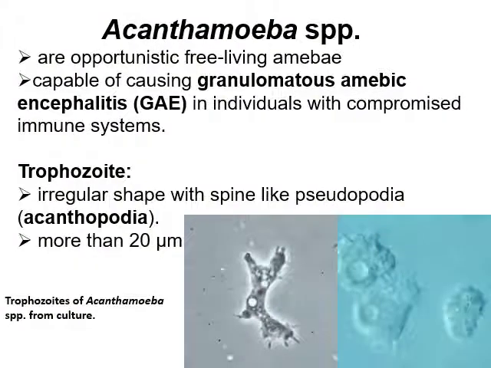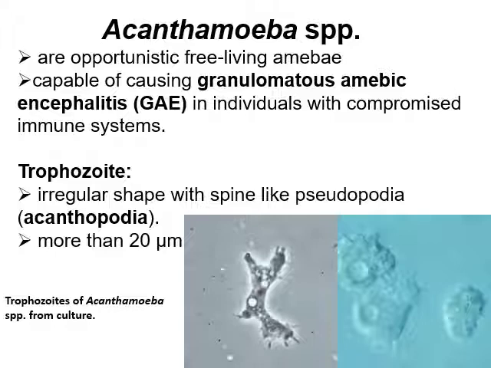The second free-living amoeba that can cause disease in humans: Acanthamoeba species are opportunistic free-living amoebae capable of causing granulomatous amoebic encephalitis, GAE, in individuals with a compromised immune system. It occurs in two forms or stages, trophozoite and cyst stage. The trophozoite has an irregular shape with spine-like podia. We call it Acanthamoeba because of the shape of these podia, and it measures up to 20 micron.